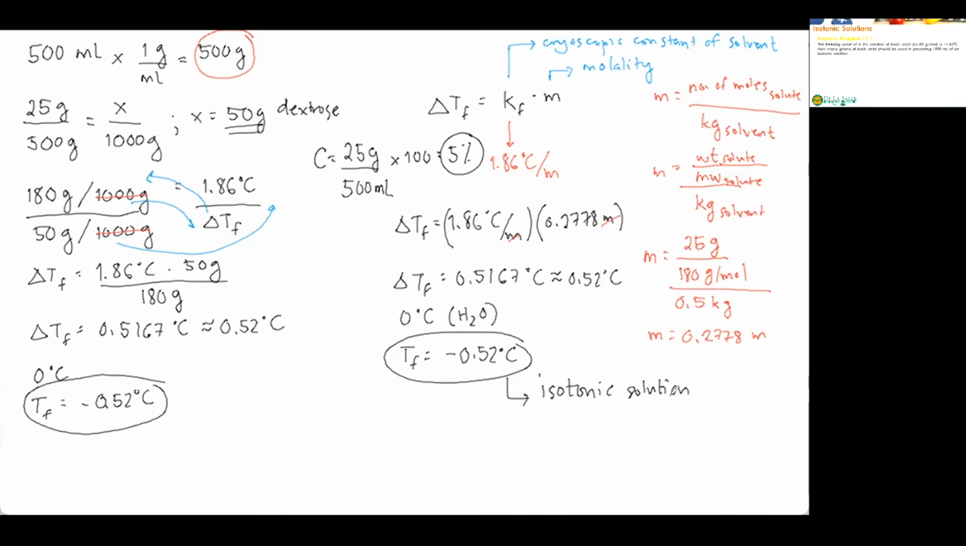Now let's try to have another example. The freezing point of a 5% solution of boric acid with a molecular weight of 61.83 grams per mole is negative 1.55 degrees Celsius. How many grams of boric acid should be used in preparing 1000 milliliters of an isotonic solution? Now, take note that boric acid is considered as a non-electrolyte because it has negligible dissociation, unlike many other inorganic substances.